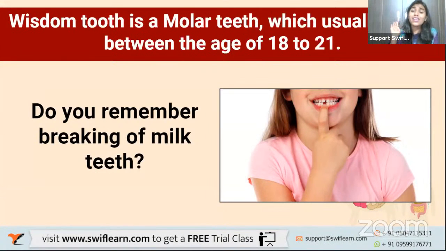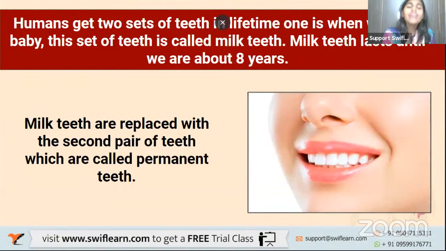Now, when we are a child, we have teeth, right? When we are an infant, what teeth did we have? Do we have the same teeth now? No, right? Initially, we had teeth which fell off, and then we gained another set of teeth. The initial teeth are called milk teeth, which fell off, and then you have a permanent set of teeth. So in a lifetime, humans have two sets of teeth. One is the milk teeth. Milk teeth last until about 8 years. By 8 years, all your milk teeth fall off, and they are replaced by permanent teeth. That is your second set of teeth.